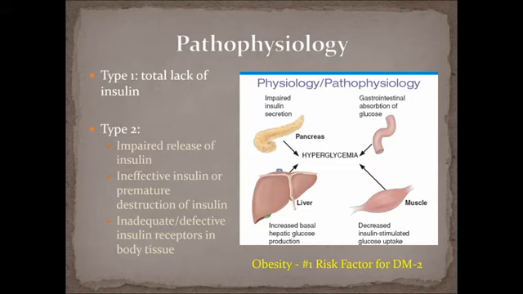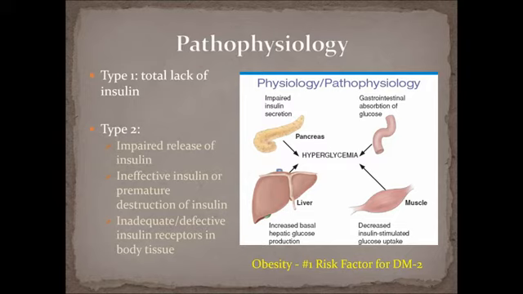So when we talk about pathophysiology of actual diabetes, in type 1 diabetes, there is a total lack of insulin. The pancreas does not produce insulin whatsoever. So this patient can be eating, and none of that glucose is going to get to the cells. These patients absolutely need external insulin injections or an insulin pump in order to survive. So that's type 1. There is no insulin whatsoever.